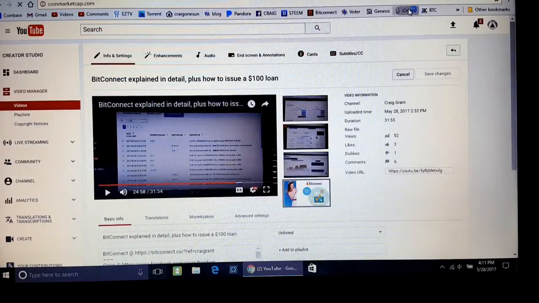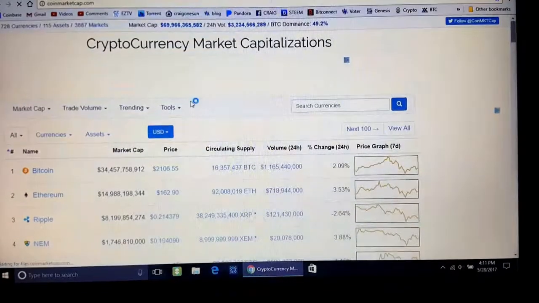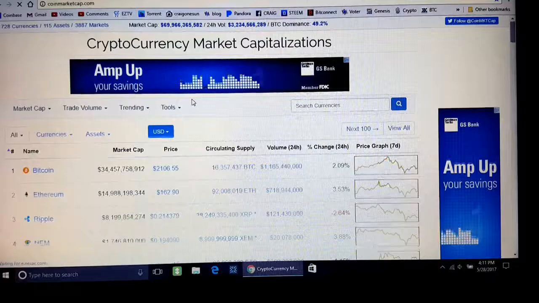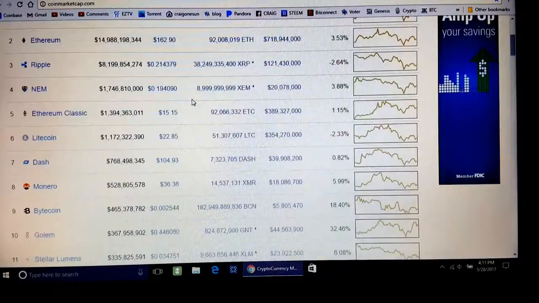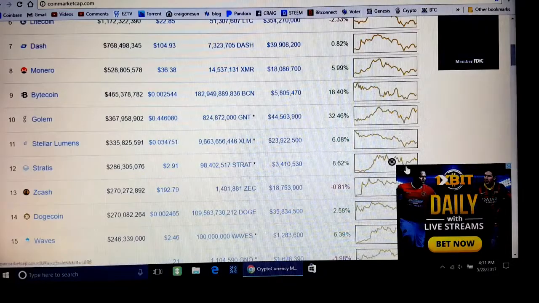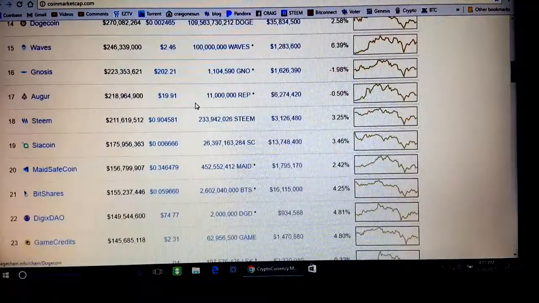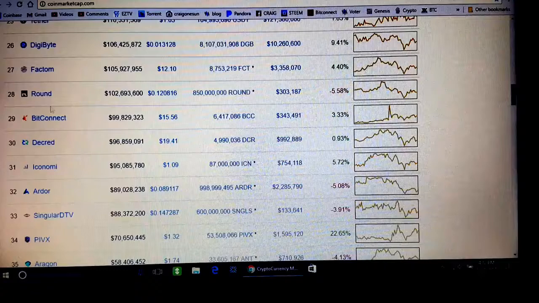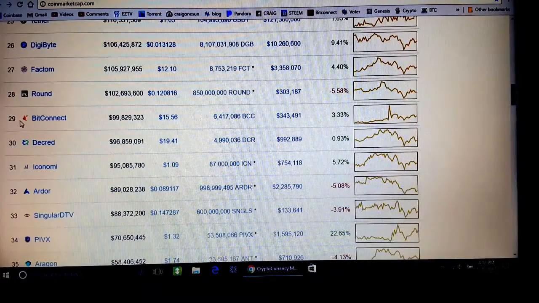So let's show now the cryptocurrency market capitalizations. This is how I discovered BitConnect. I'm a cryptocurrency trader. So I was here one day looking at CoinMarketCap and I saw BitConnect. Now, BitConnect is currently listed at number 29. It goes up and down.